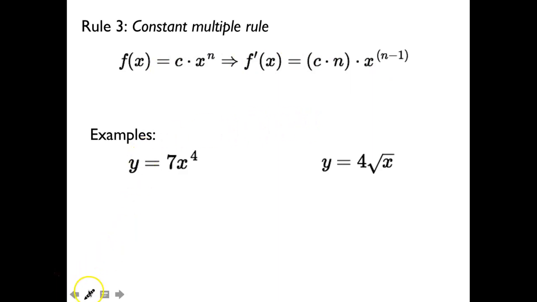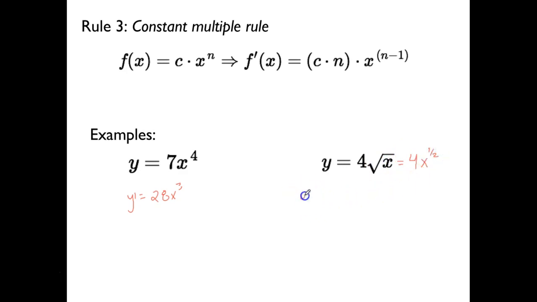Okay, let's do a couple examples here, which we already did this one. It was bring down the 4, multiply the 7. So 28, x to the third. Okay, this one right here. This one's a little more difficult. Remember, we need to write it with a power. So 4x to the half.